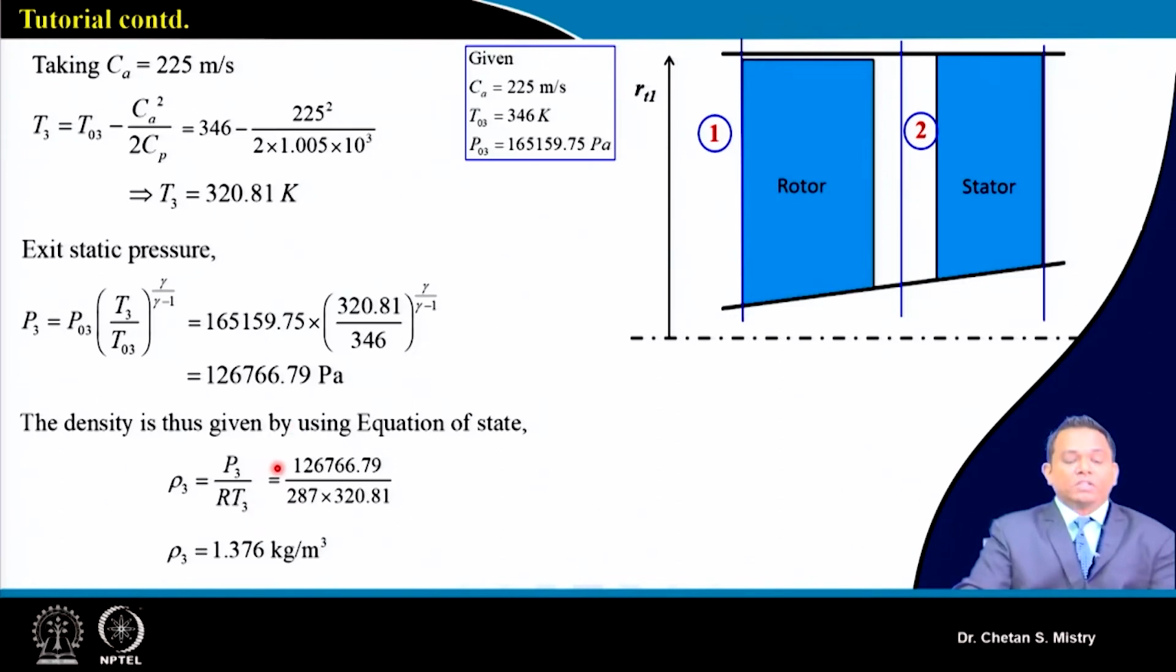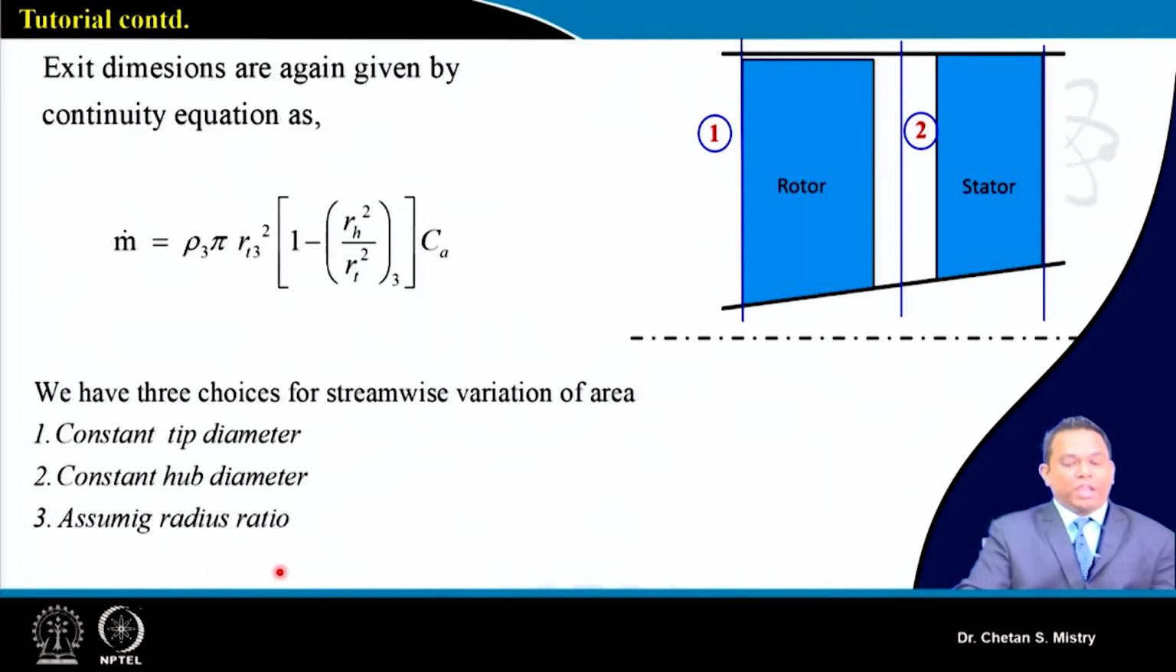If we put these numbers in terms of static temperature and static pressure, my density comes to 1.376 kg per meter cube. Now, this density is what is very important for us. We need to have our continuity satisfied both at the entry as well as at the exit station.